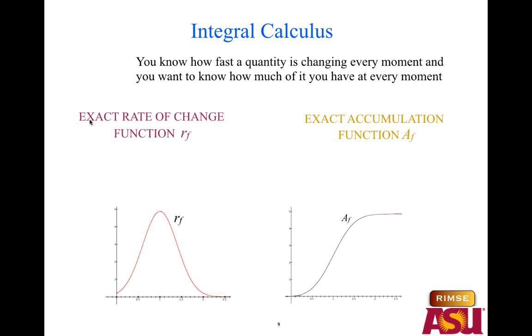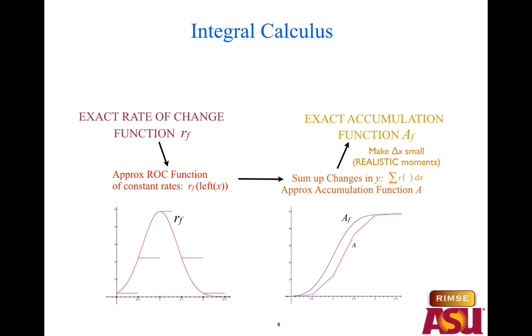So what are the intermediate steps? We have to build the approximate rate of change function using the left-hand approximation method. Using delta x intervals, divide the interval into a certain number of subdivisions, and we use the rate at each left-hand point. After that, from the approximate rate of change function, we build up the approximate accumulation function.